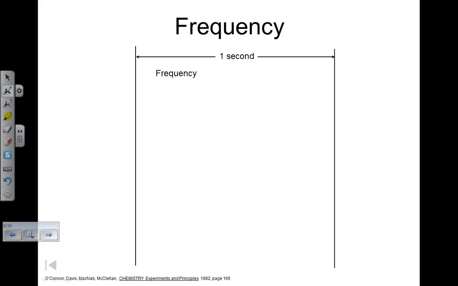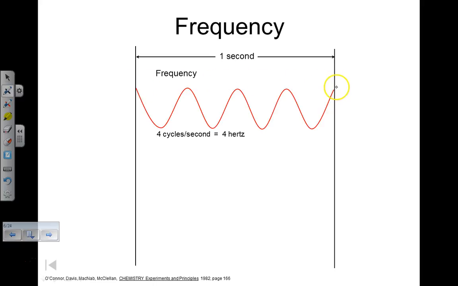So let's talk a little bit about frequency. Here we are linearly representing what 1 second looks like. We're going to count how many times a wave happens in 1 second. So here what happens is we get four waves happening over this 1 second.